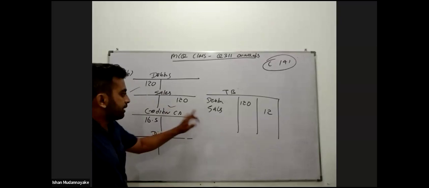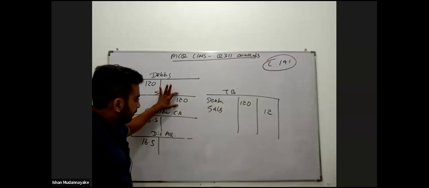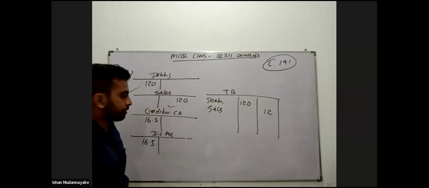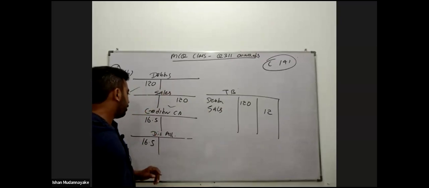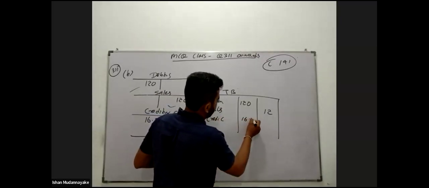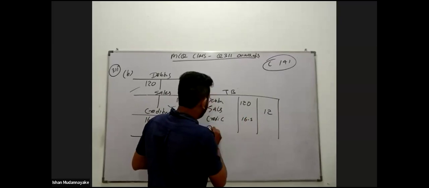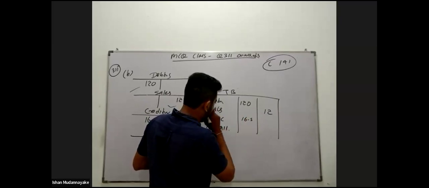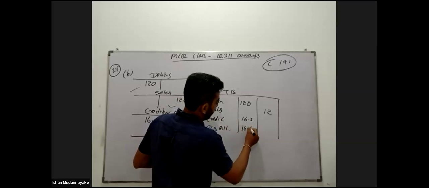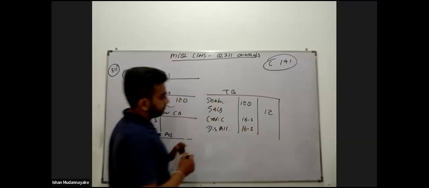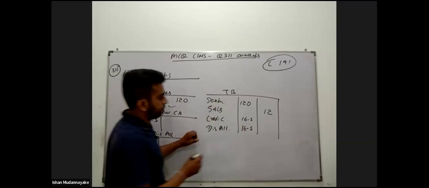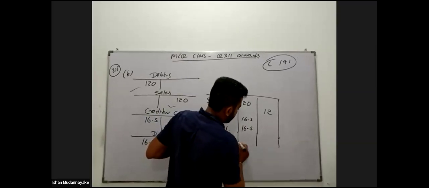Right now, when it comes to sales, without recording 120,000 they have recorded it as 12,000. Then creditor control account debit 16,500 and discount allowed account debit 16,500. Now we can calculate the difference in the trial balance.